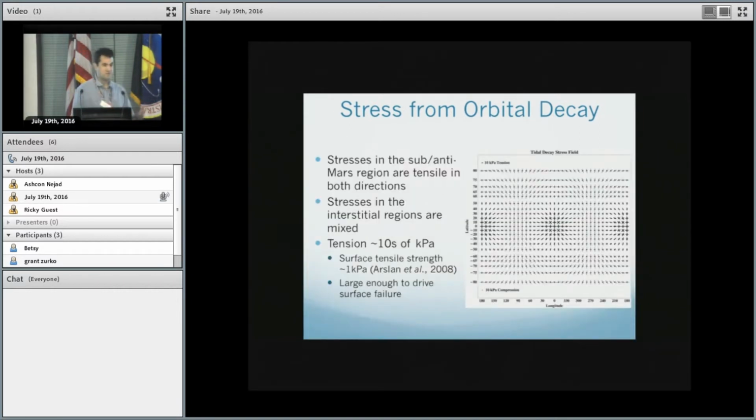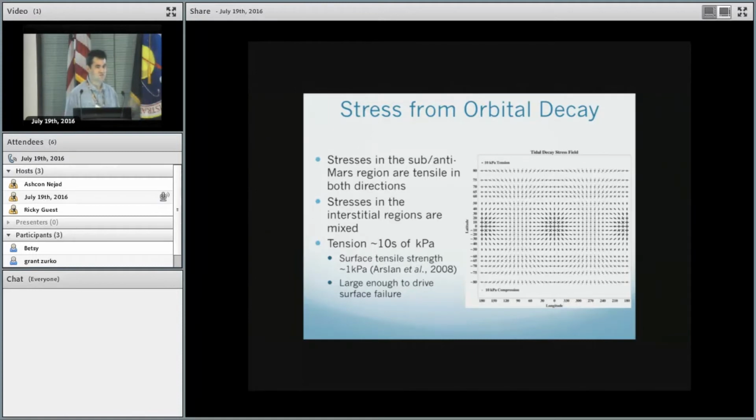We calculated the stresses from this orbital decay, and that's what's shown here in the plot on the right. This represents the surface of Phobos in longitude and latitude, and we have ticks for the principal stresses at certain locations on the surface. The dark hashes are tension, and the light hashes are compression. We find that the stresses from the orbital decay are on the order of tens of kilopascals, and by analogy to the regolith on the Moon and studies of regolith simulants in laboratories here on Earth, we think it might fail at something like 1 kilopascal.